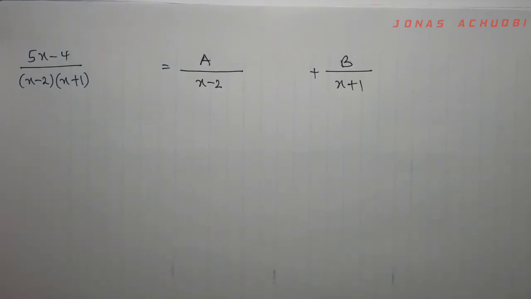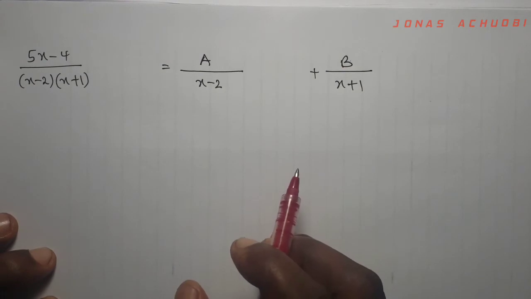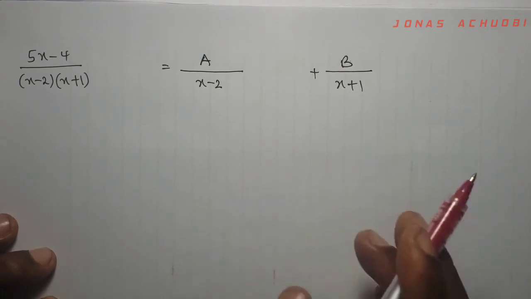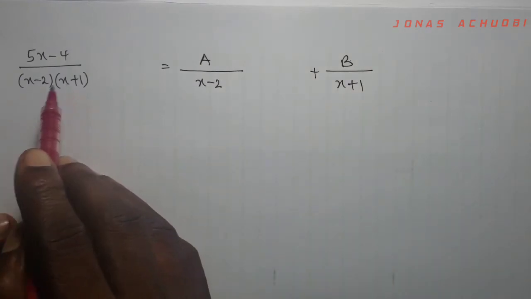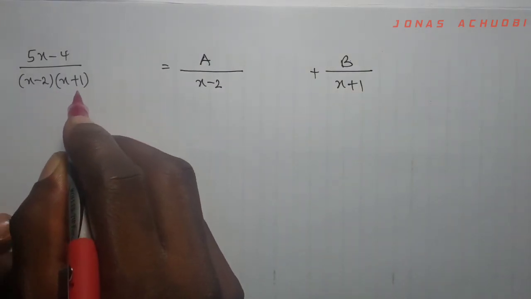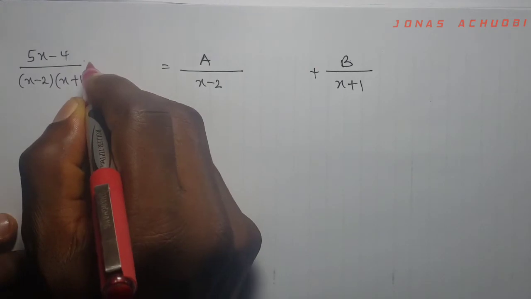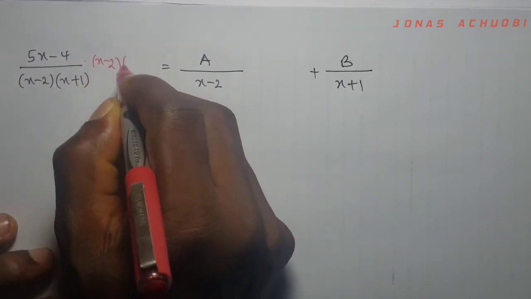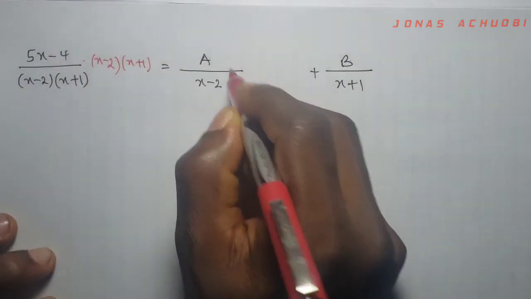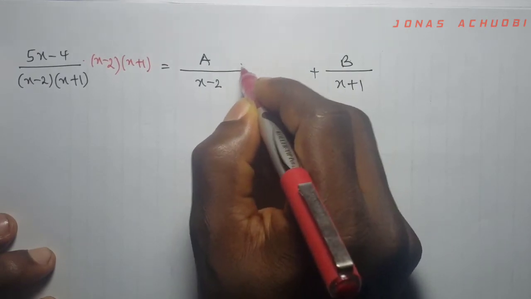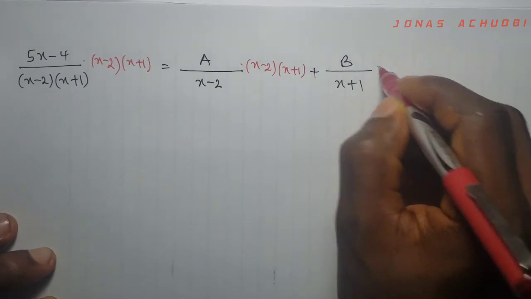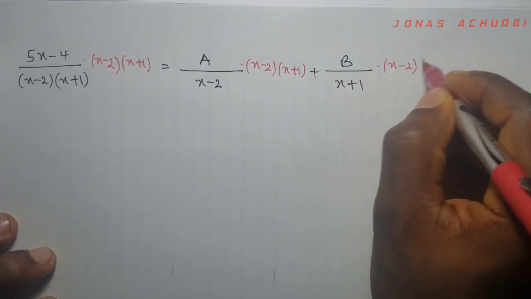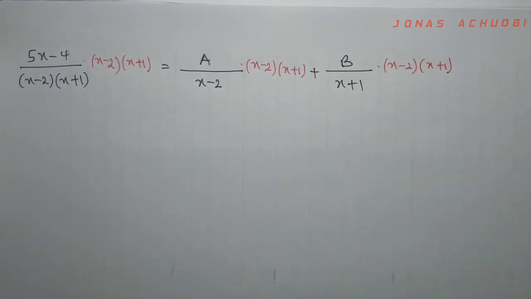So, solution. Now at this point, the first thing I'm going to do is to try to clear the denominators. So what do I do? I will multiply each of these terms by the denominator, x minus 2, x plus 1. So I multiply here by x minus 2, x plus 1. Multiply this factor by x minus 2, x plus 1, multiply this other factor by x minus 2, x plus 1.